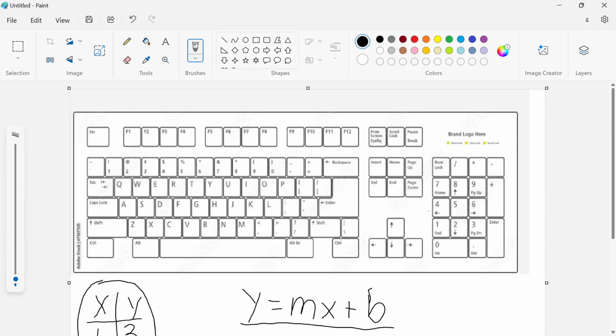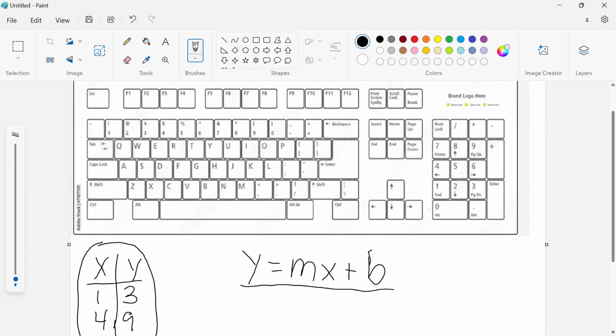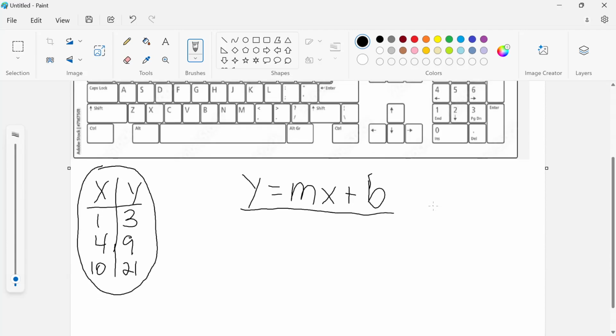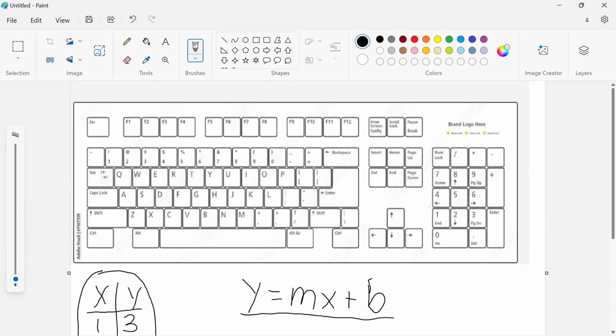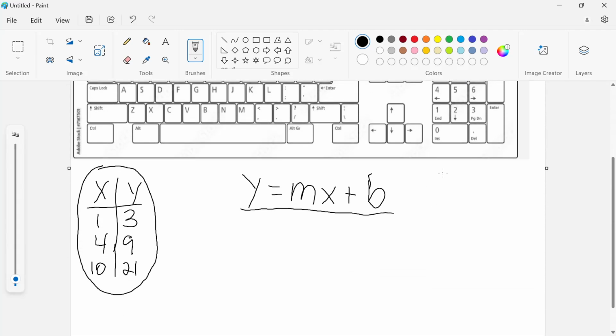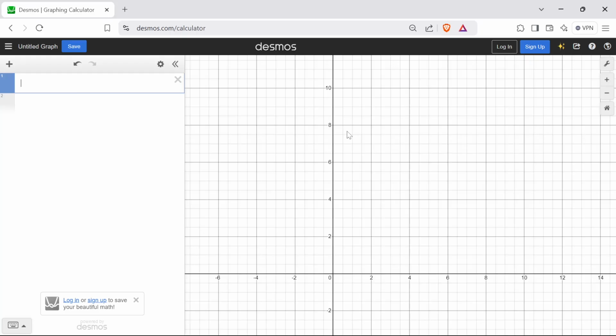It can be used for all kinds of equations. Even if you don't know what the equation is, you can try different parent equations. But this is just a linear equation to show what keys to press to get this to happen. So here is a general form of a linear equation, y equals mx plus b. That's called the slope-intercept form of a linear equation. And then I've got some points here, x values and y values. So first I'm going to put those x values and y values into Desmos.